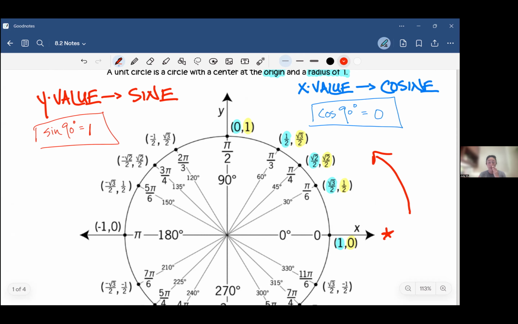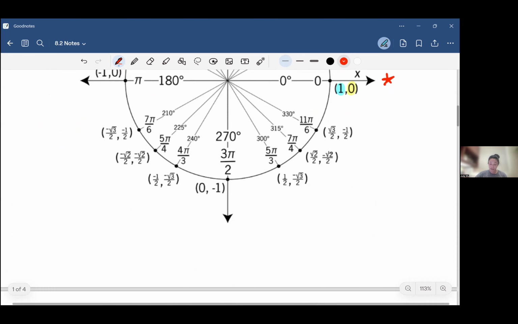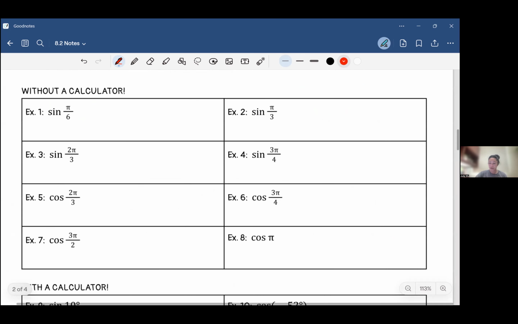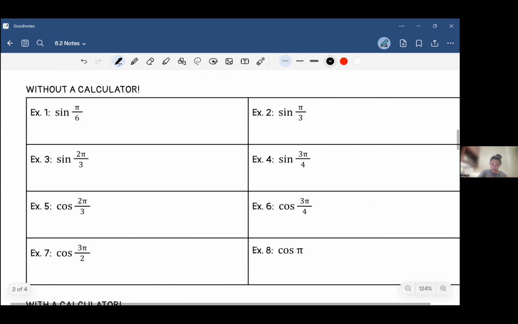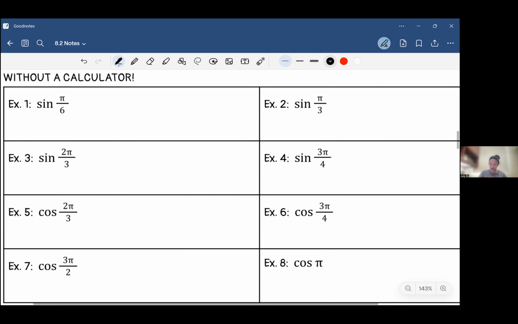You don't need to worry about printing one out. I'll have one for you. But with our x values and our y values, keep in mind that the x values are cosine and the y values are sine. All right. So let's take a look at some examples. And I'm going to be specific here. We're going to take a look at some examples without a calculator, and we're going to take a look at some with a calculator. Okay, so let's take a look at these first 8.